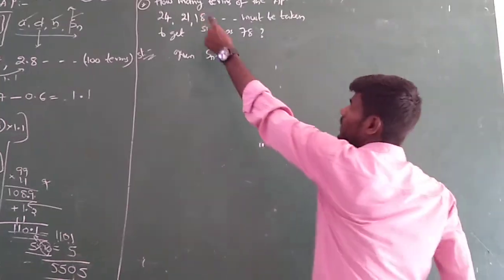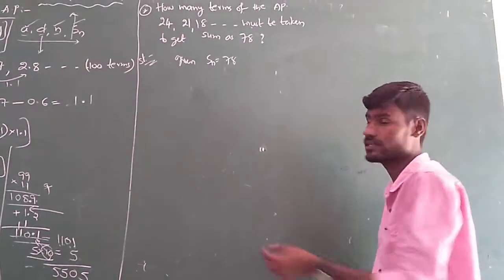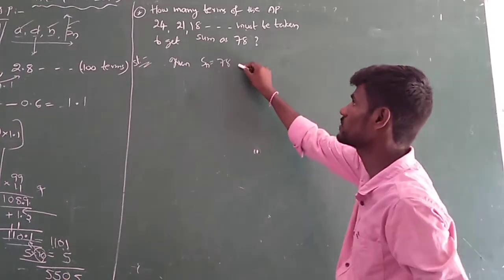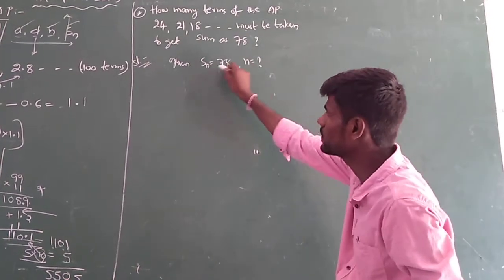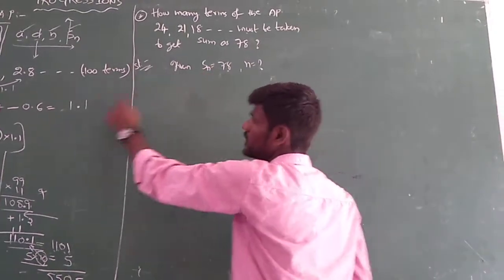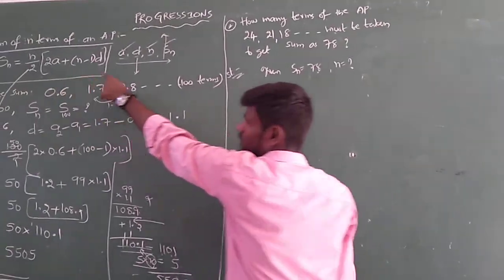So what do we need to find? The number of terms, n, in Sn. For how many terms does the sum become 78? That is the question. And what else do we need in Sn? n by 2 of 2a plus (n minus 1) of d.